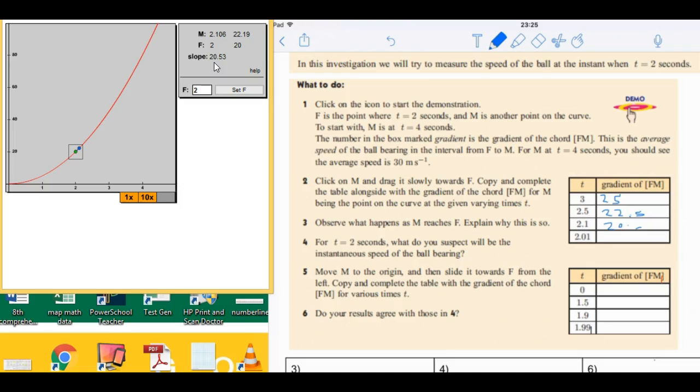Okay. And last of all, I want to go down to 2.01. Oh, I just zoomed in 10 times because it's so small now. To get to 2.01, I really need to zoom in. 2.01, pretty close. Oh, there we go, 2.01 exactly. The slope is 20.05.